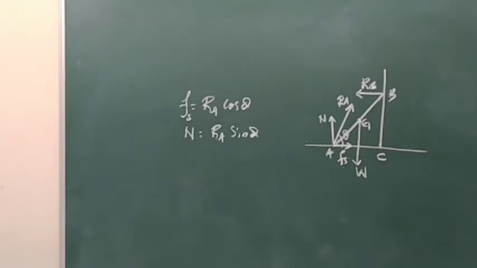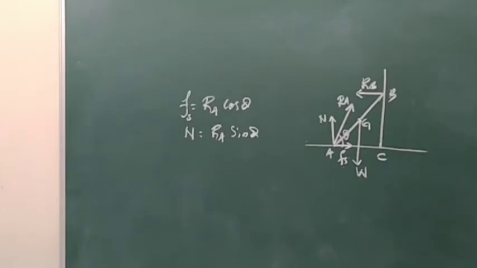So for translatory equilibrium, sigma Fx should be 0 and sigma Fy should be 0. What is sigma Fx? Sigma Fx is the total force acting along the horizontal direction, that is the x direction, and sigma Fy is the total component of force acting in the y direction.